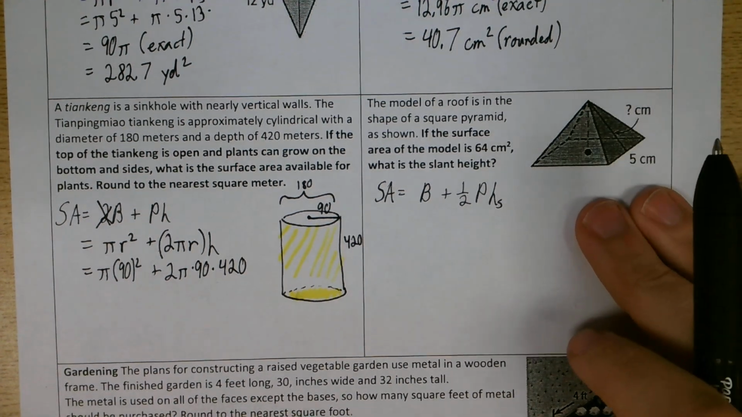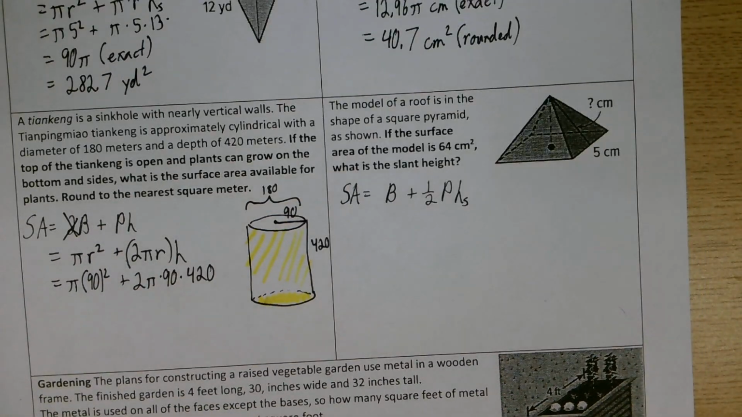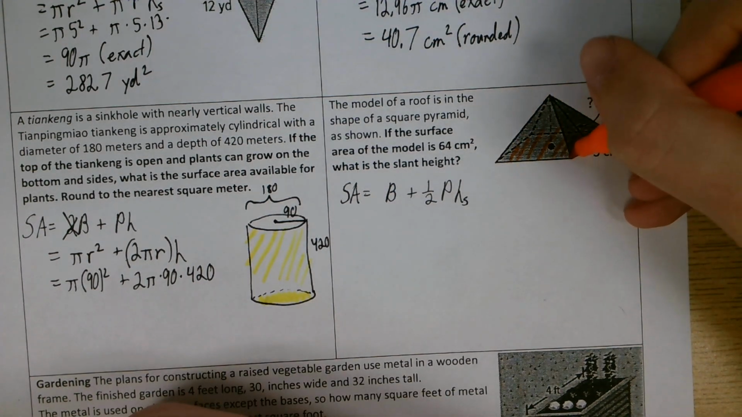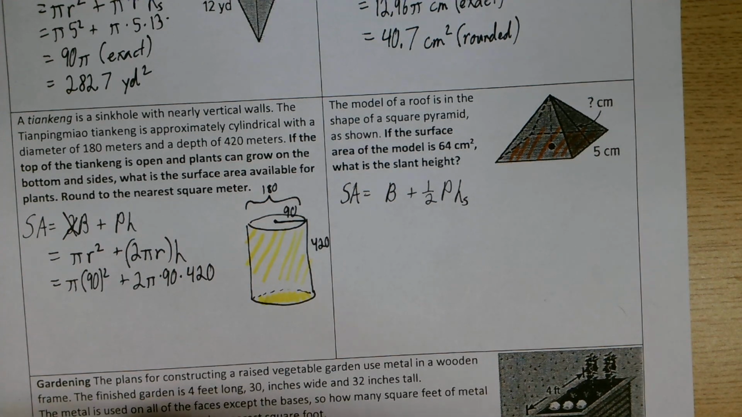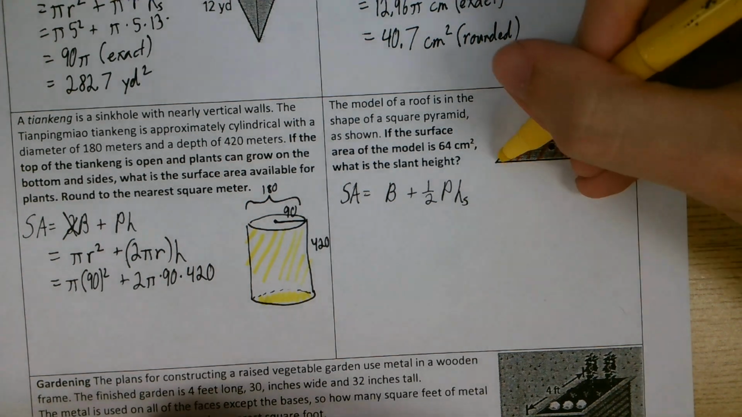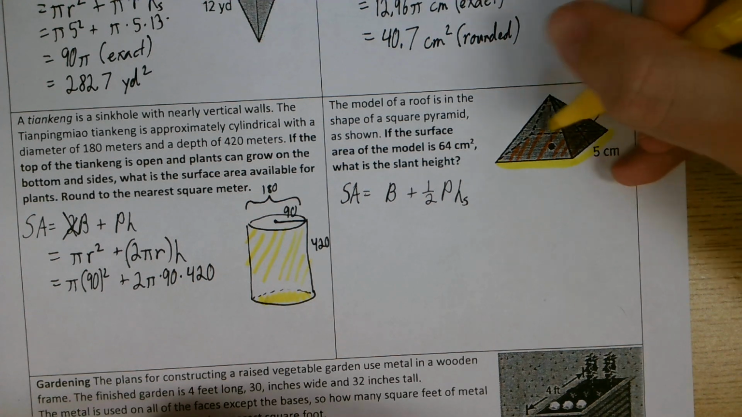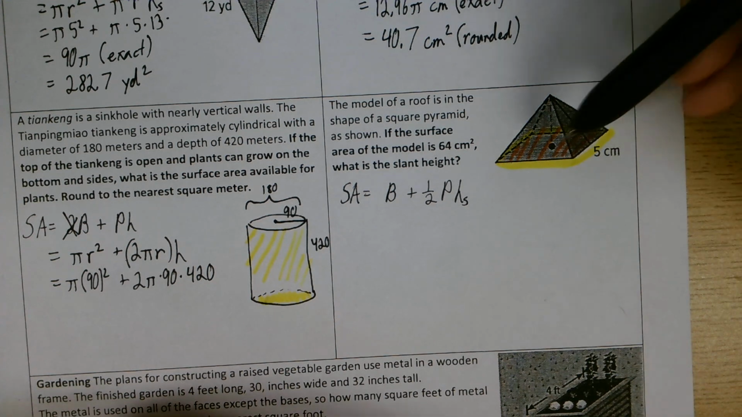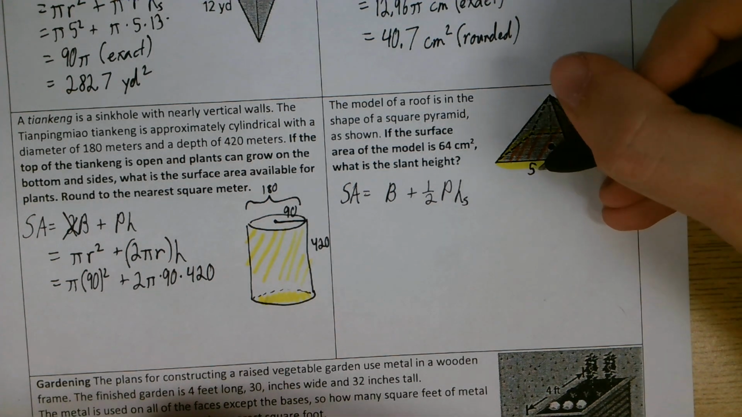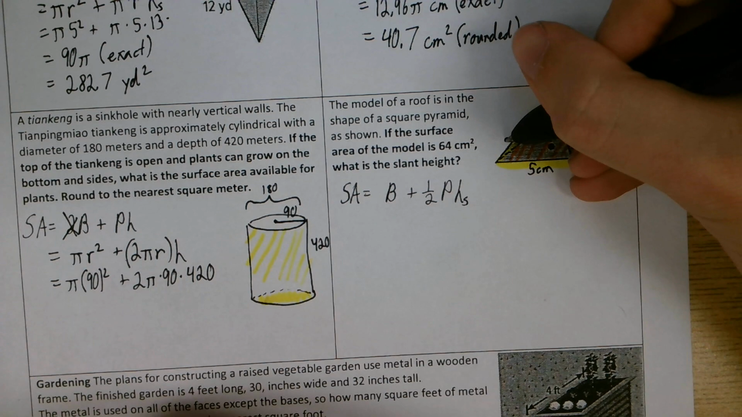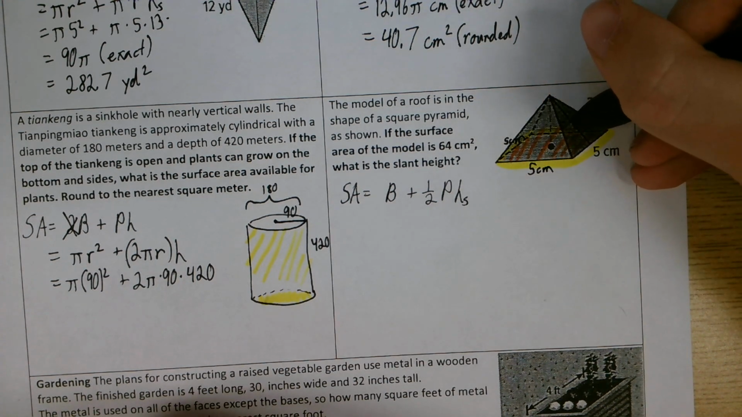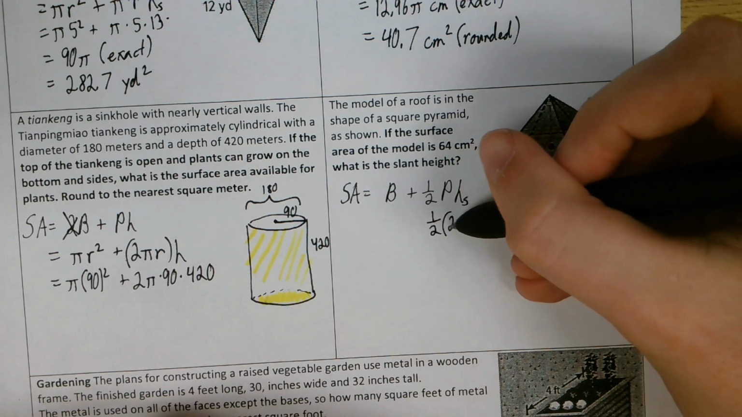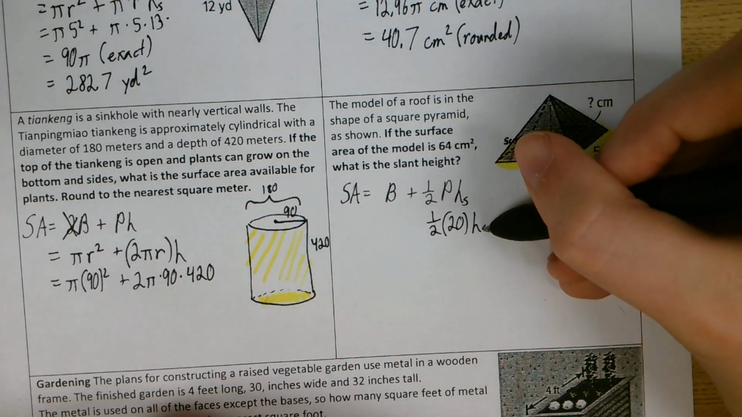Now, think about this square pyramid here. It has a base that is the inside, and it has the perimeter of that base, which is the edge of the square. Since it's square, all sides are the same length. We got 5 centimeters there, 5 centimeters here, 5 centimeters here, and so on. So its perimeter is easy enough. We can say it's 20 centimeters.